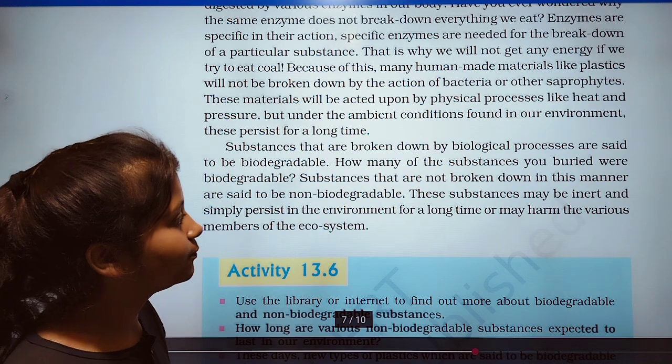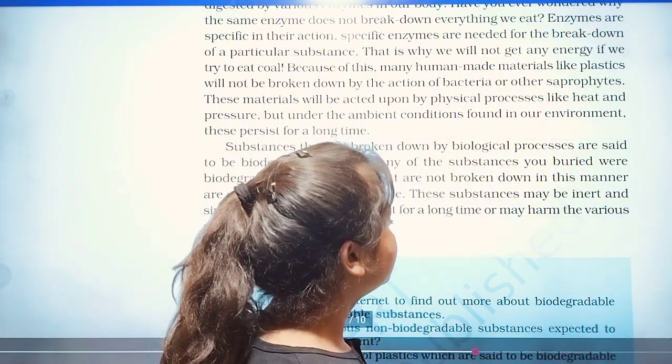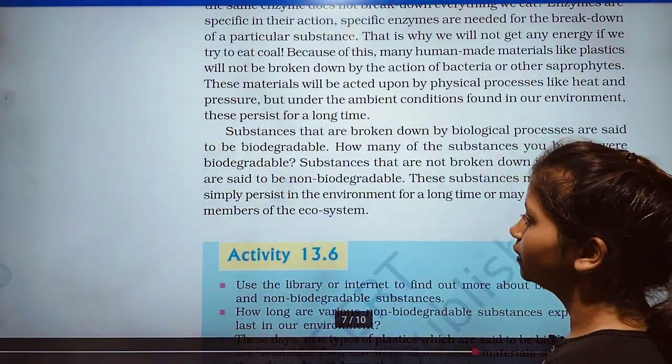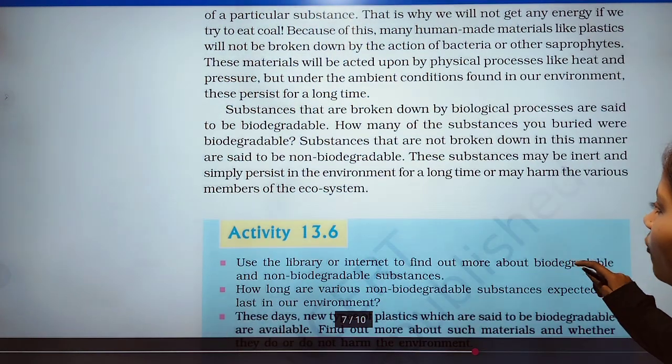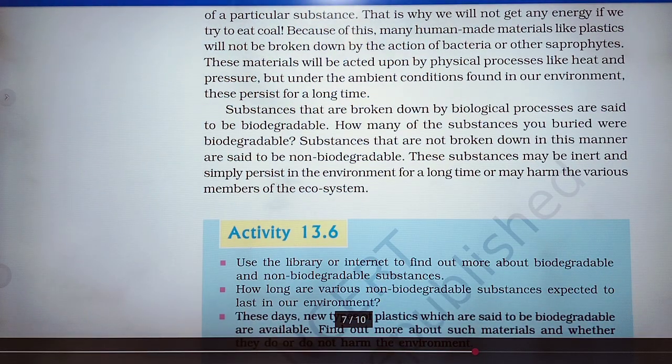Now these substances may be inert and simply persist in the environment for a long time, or may harm various members of the ecosystem. So these things may stay for a long time in our environment, and it is very harmful for the members of the ecosystem.